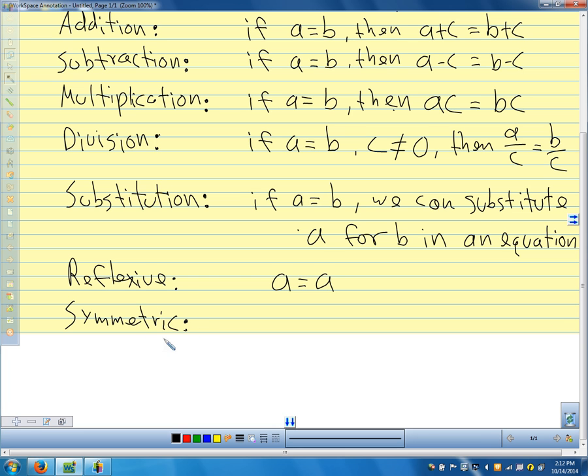The symmetric property says if A equals B, then B equals A. Doesn't matter which order I write this in. I can turn it around. And we do that a lot when we're solving equations. We have x on the right-hand side, and we want to flip the equation around. We have 25 equals x, we can write x equals 25.